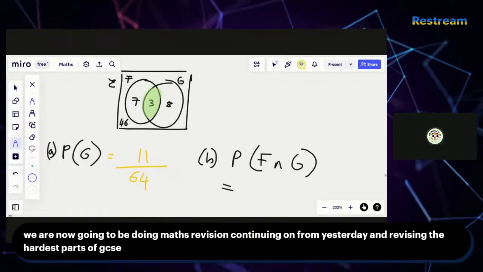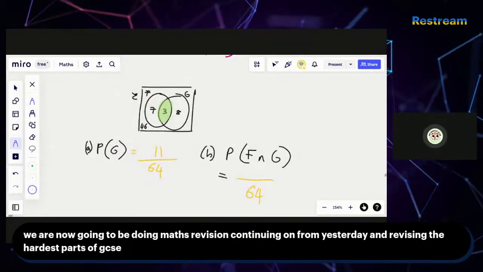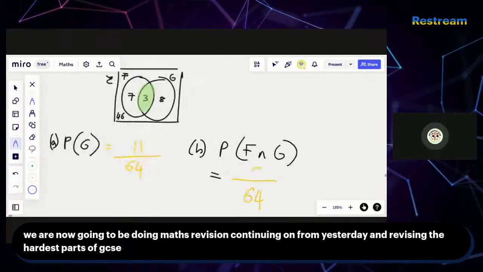Now remember, French and German, that means that we're looking at this section here. So again, it's someone, so it can be anyone. So it's again out of 64, but it's only 3 out of 64.